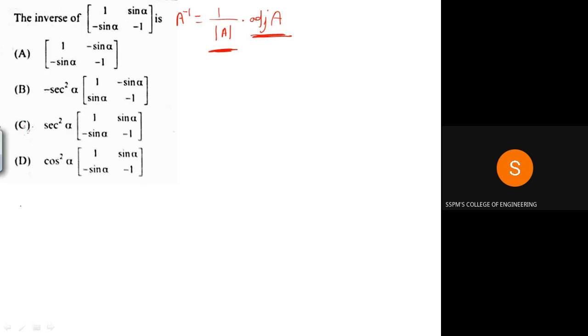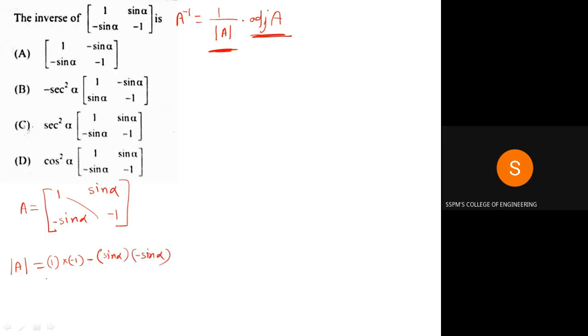So how to find the determinant of A? We have A equal to 1, sine alpha, minus sine alpha, minus 1. This is the matrix that we are given. So how to find the determinant of A? Simple way: 1 into minus 1 minus sine alpha into minus sine alpha.